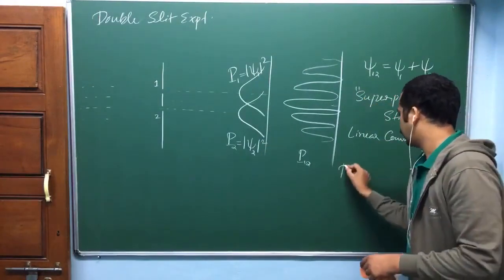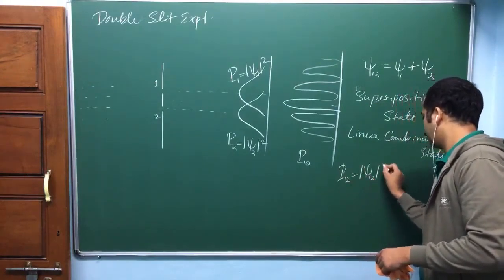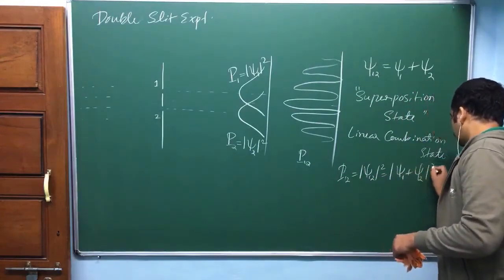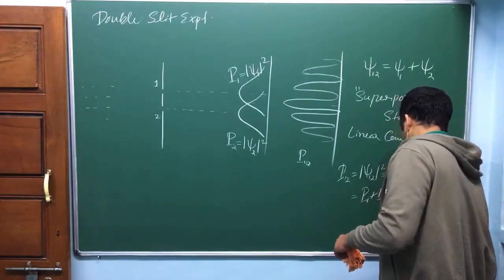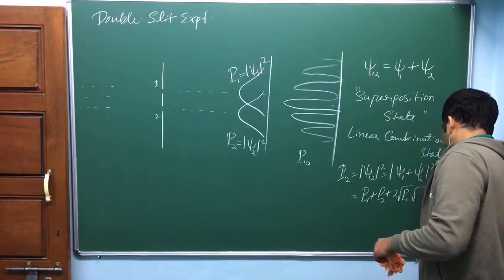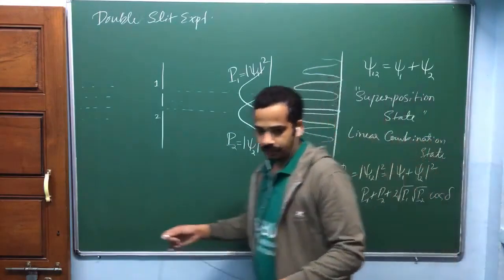So P12 is equal to mod psi 12 the whole square, that is mod of psi 1 plus psi 2 the whole square. This will give us P1 plus P2 plus 2 root P1 root P2 cos delta. Is that okay?